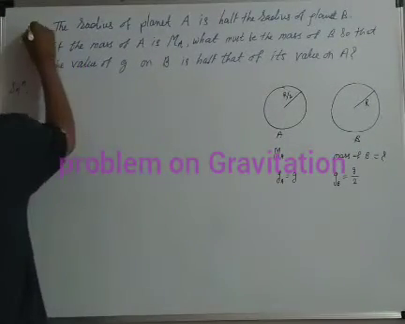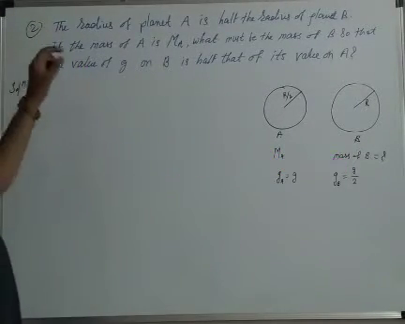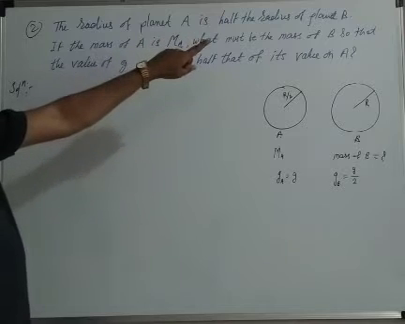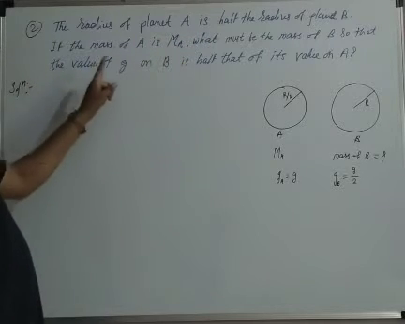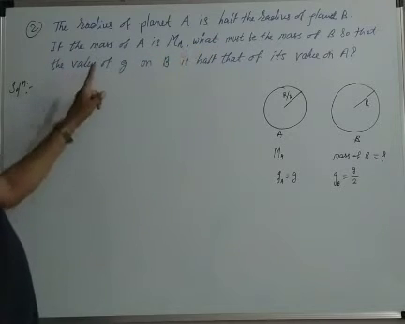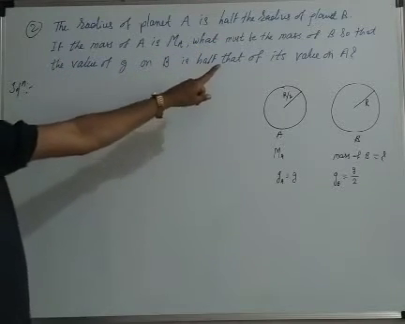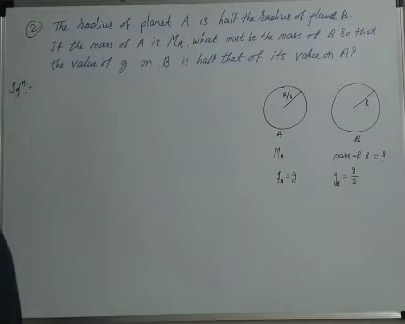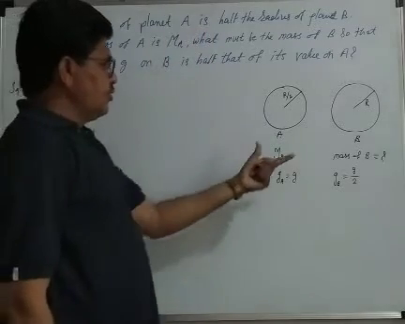Second example: the radius of planet A is half the radius of planet B. If the mass of A is MA, what must be the mass of B so that the value of g on B is half that of its value on A? First we consider there are two planets.